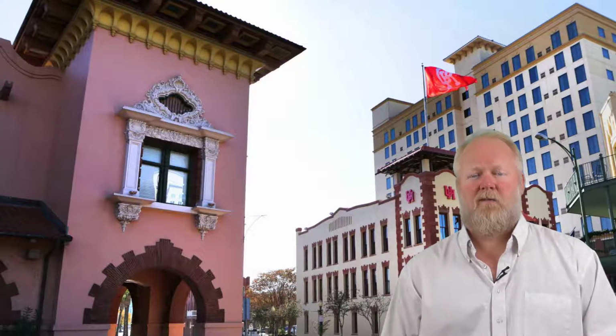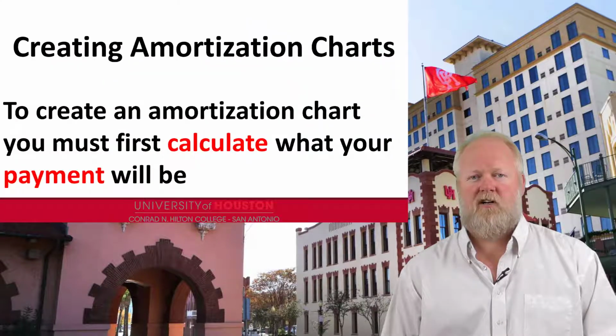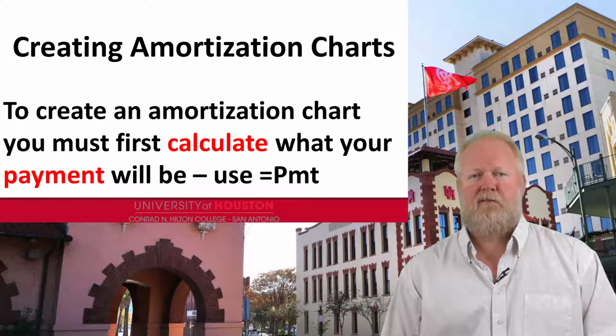Now we're going to talk a little about amortization charts. When you have a loan, you pay more interest in the beginning of the loan payback than you do at the end. And that's based on the amortization chart. In order to create an amortization chart, we first would need to figure out what our payment would be. In order to calculate that, we're going to use the equals PMT function.